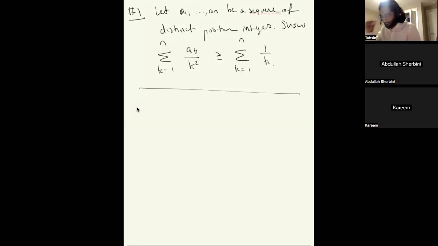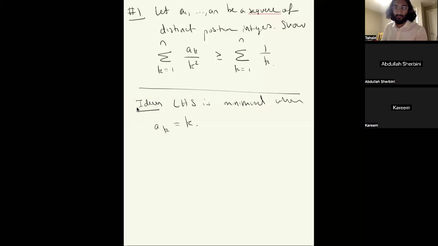The left-hand side is lowest when you have a_1 equals 1, a_2 equals 2, and so on. So the idea is that the left-hand side is minimized when a_k equals k. So how do we prove this? We can use the rearrangement inequality.